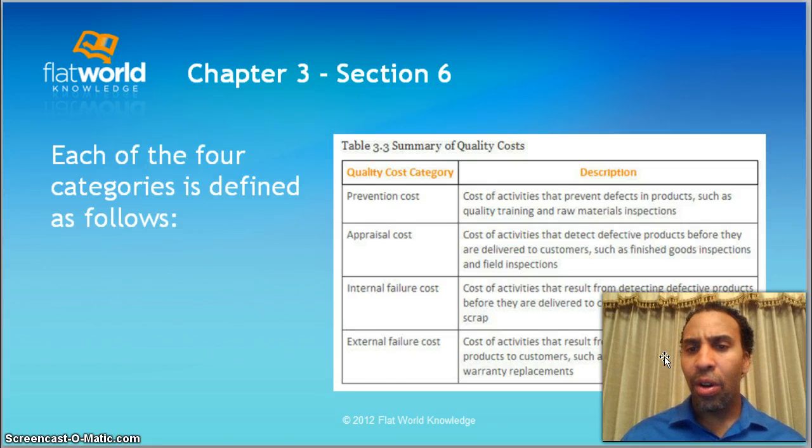And then internal failure costs is the cost of activities that result from detecting defective products before they are delivered to customers, such as rework and scrap. And then external failure, and this is the very worst, the cost of activities that result from delivering defective products to customers, such as warranty repairs and warranty replacements.